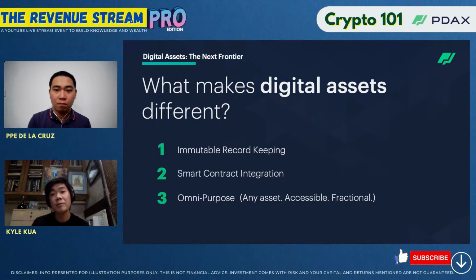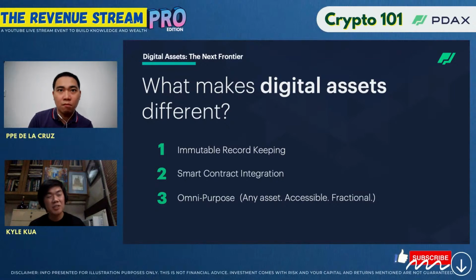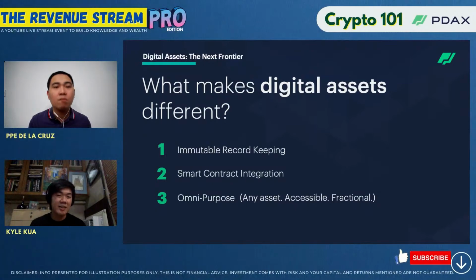First is an immutable record keeping, and what that basically means is a ledger that's hard to fudge up. Inherently, in anything, you have ledgers. Banks are ledgers, stocks are ledgers of ownership. But when you talk about digital assets, the record keeping is in the blockchain. And so it's hard to fudge up or to erase or to delete or to change any information, any record of ownership on the chain. So there's that immutability.